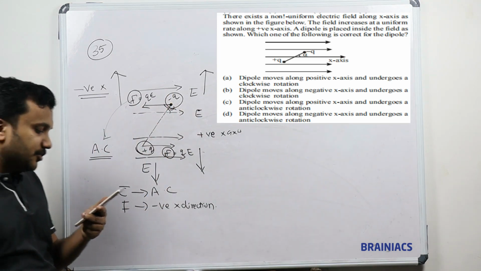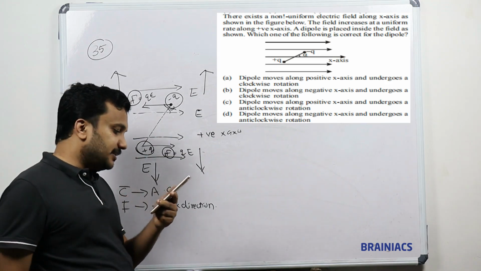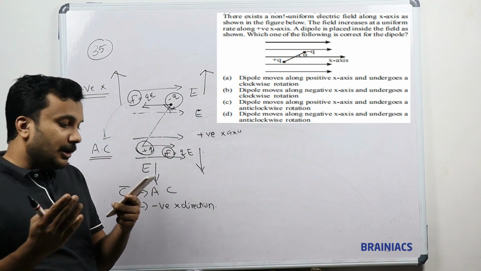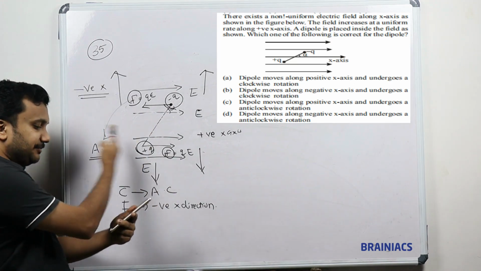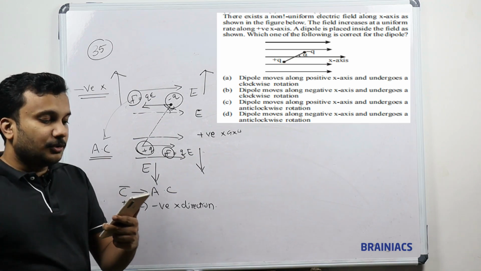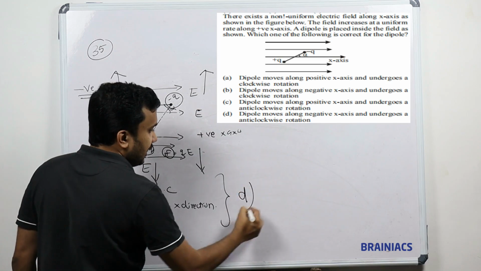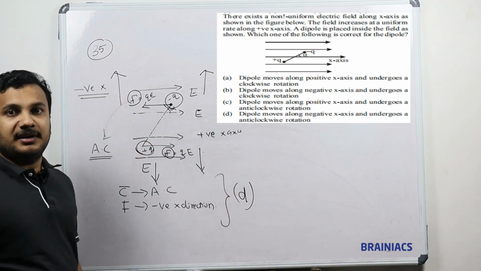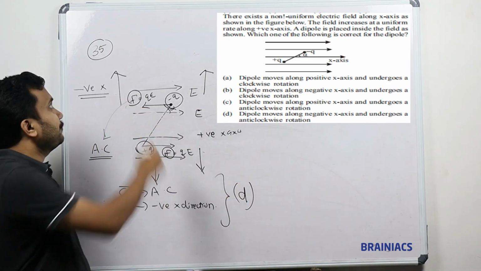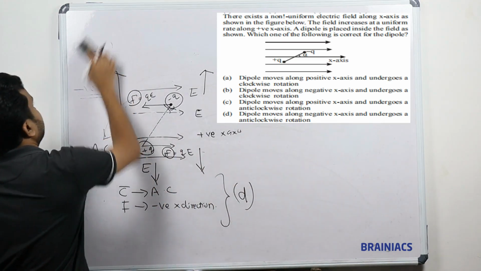So we'll see the options. Dipole moves along the positive x-axis is the wrong answer. Dipole moves along the negative x direction, left side it is moving, and undergoes an anti-clockwise rotation. So this answer matches both of the conditions. Option D is the right answer for question number 35. Let's move to the next question.